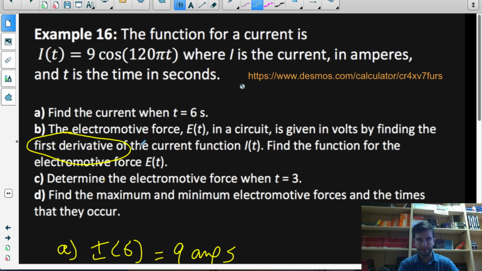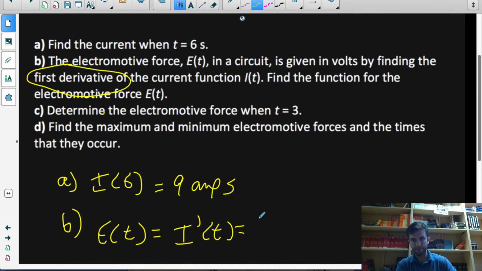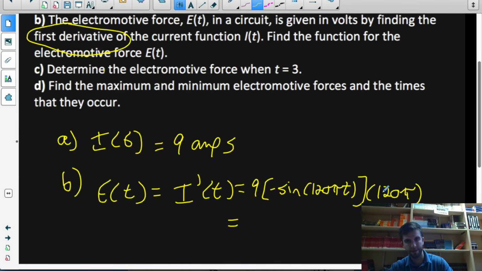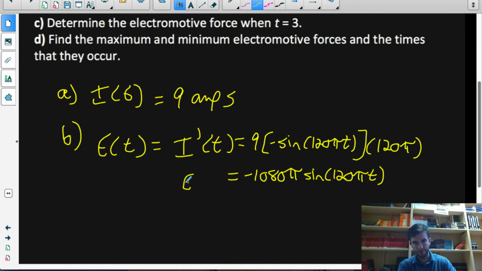So let's look back at I at t. It was 9 cos of 120 pi t, so the derivative would be 9 times the derivative of that cos function. So 9 times negative sine of 120 pi t times the derivative of the argument using chain rule, so times 120 pi. And then we could simplify this by multiplying the 9, the -1, and the 120 pi and getting -1080 pi times sine of 120 pi t. So there's my derivative function. That's the electromotive force function.